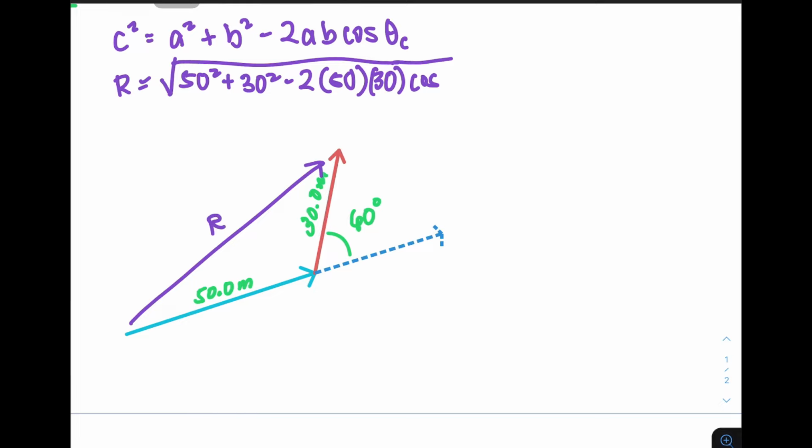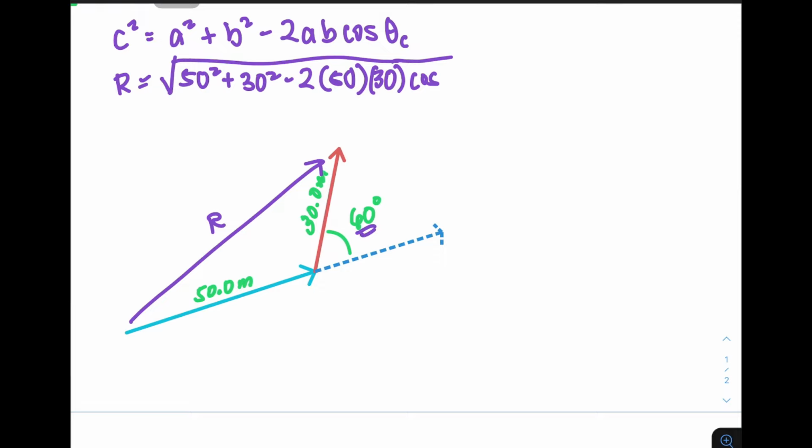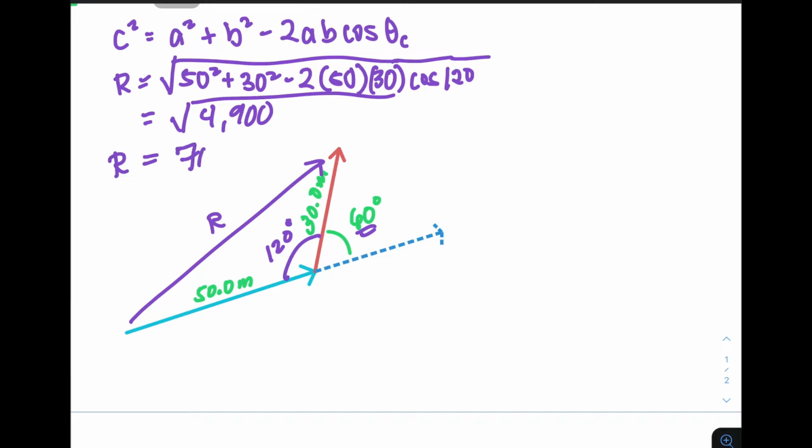Now, what is the value of the angle opposite of the resultant? 60 is not that angle. The angle should be inside the triangle, so we must deduct 60 from 180, which is equal to 120 degrees. So the angle opposite of the resultant is 120 degrees. Solving that will get us a value of 4,900, and then we get the square root of that, and our resultant is equal to 70 meters.